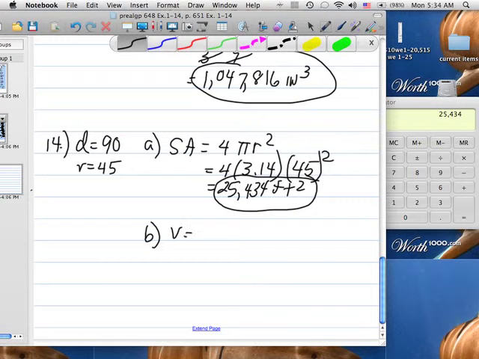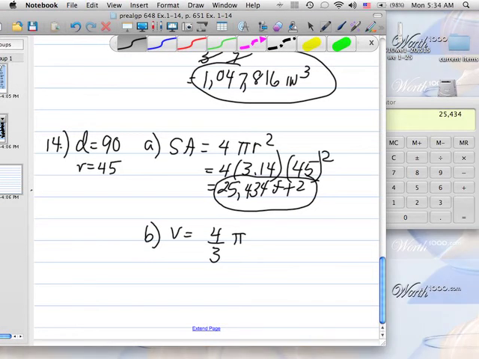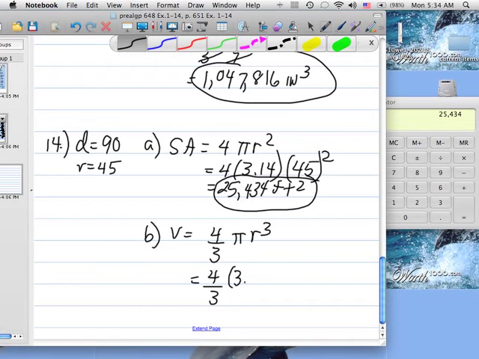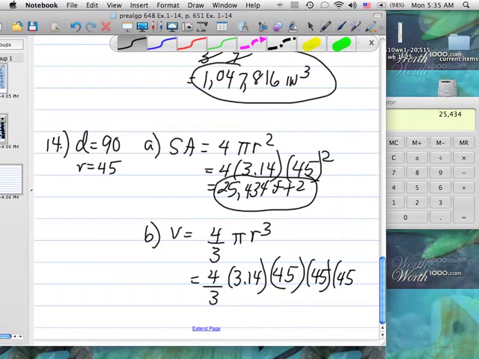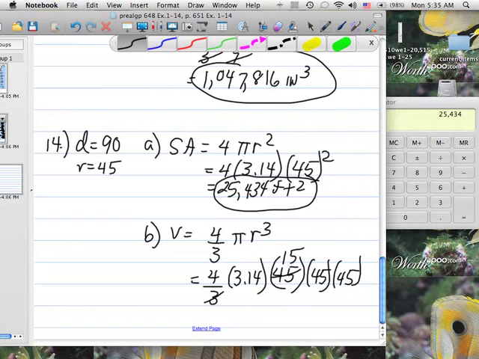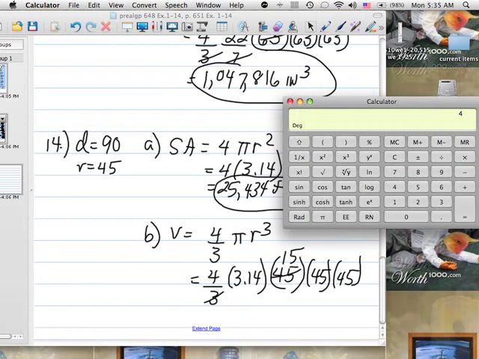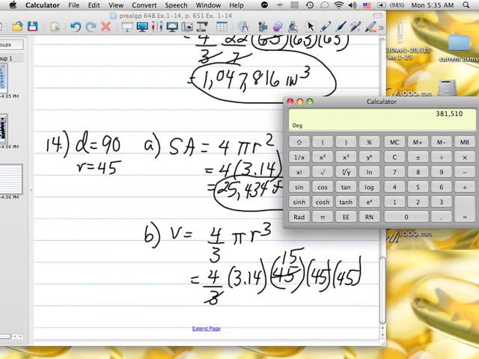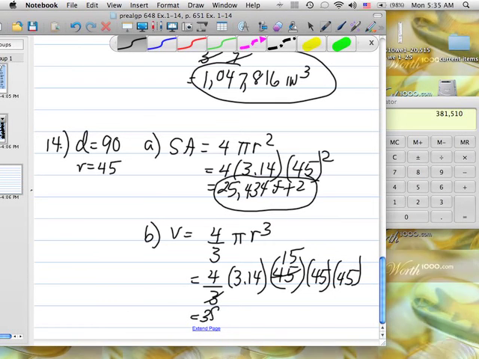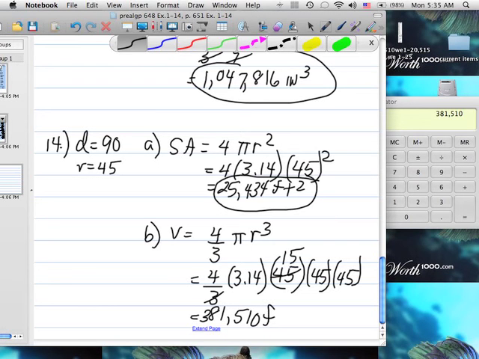And the volume formula is 4/3 pi r cubed. So we're using 4/3. Pi is 3.14. The radius is 45, and since 3 goes into 45, I'm just going to write it 3 times. So 3 goes into 45, 15. So now I just need to take 4 times 3.14 times 15 times 45, there are 2 of them, squared, and my answer is 381,510 feet squared.